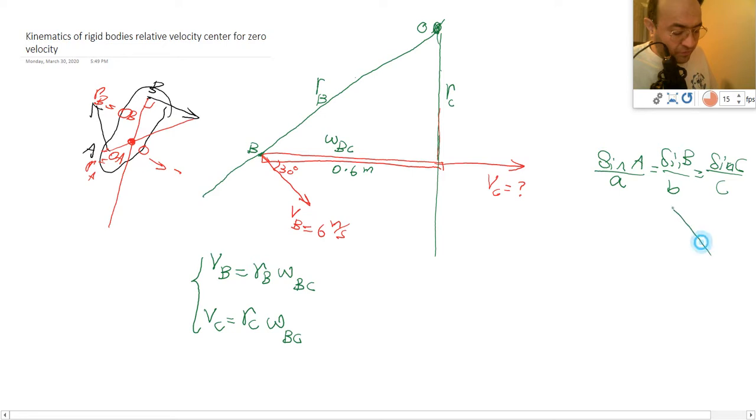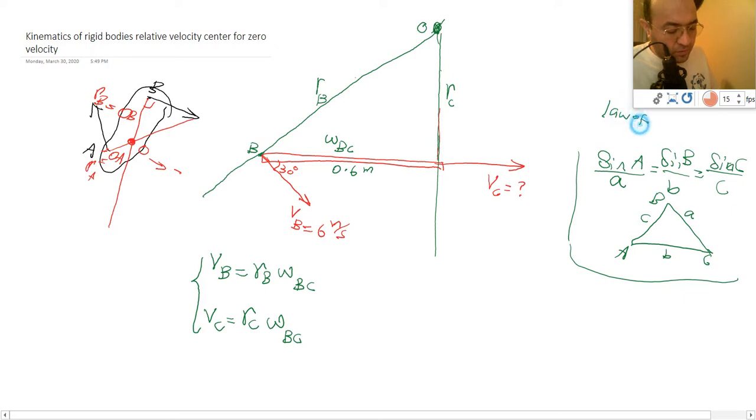If you have a triangle like this, and the angles here are A, B, C, the side opposite to A we call small a, the side opposite to B small b, and the side opposite to C small c. And this was the law of sine.